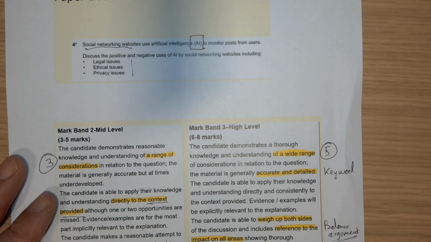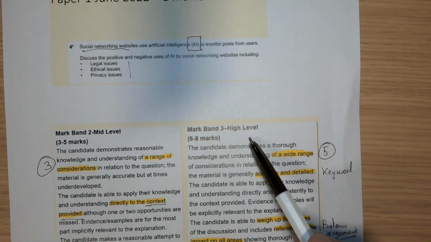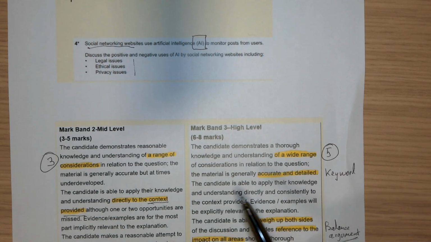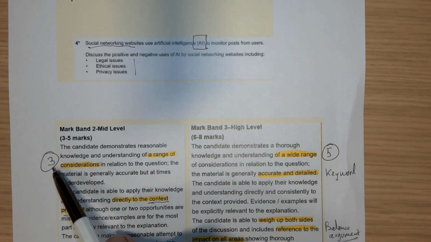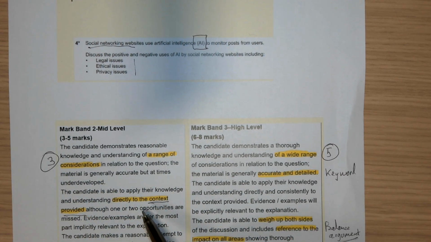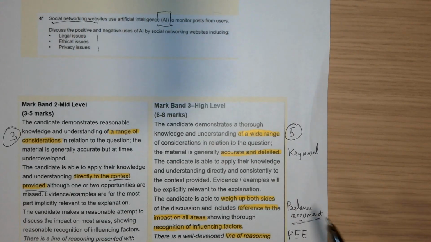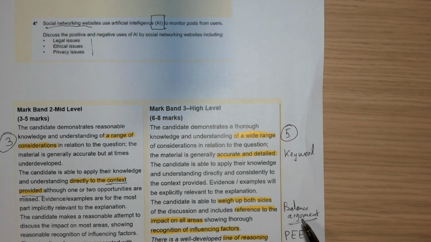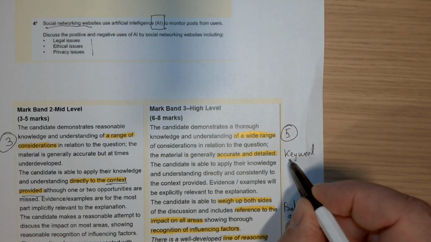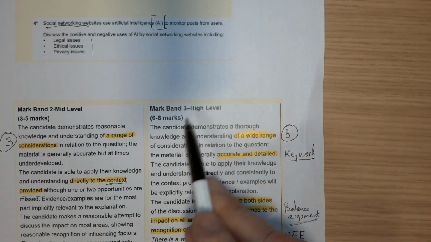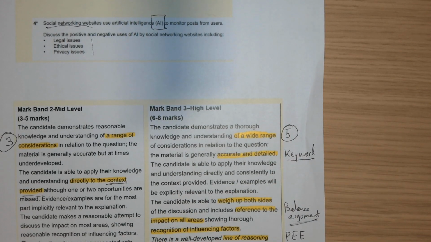For the higher mark bands, you need to discuss 3 for a range of considerations or 5 different topics, different points of view in your answer. And very importantly, your answer must be balanced. So overall, there must be as many positive as negative arguments in your answer. Obviously, if you use the correct keywords, you're more likely to be in mark band 3.